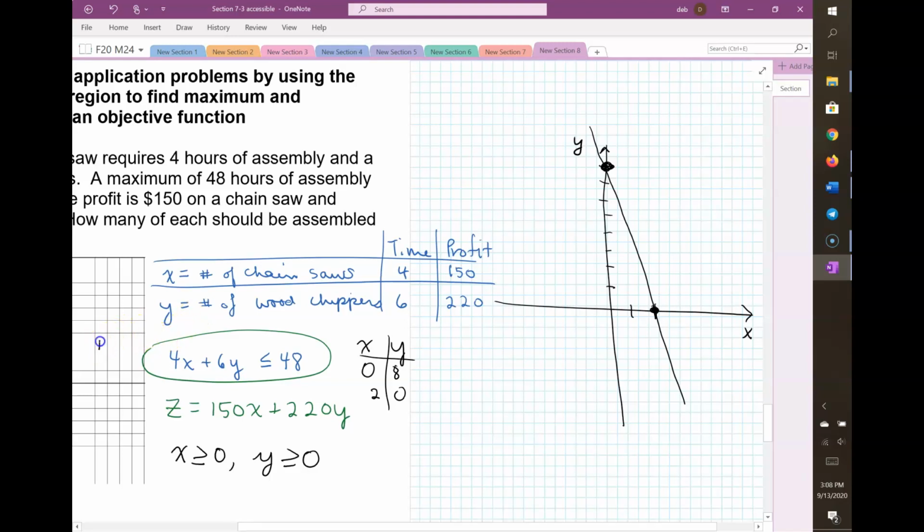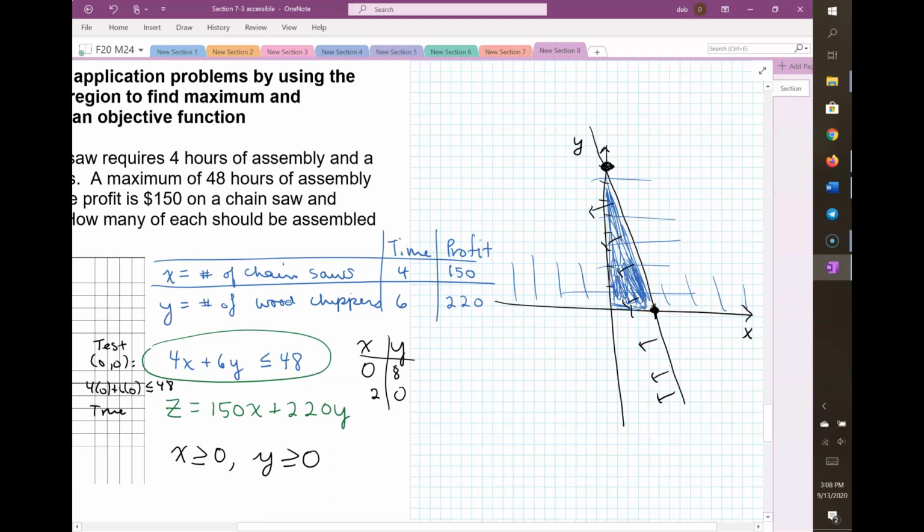So let's test 0, 0. 4 times 0 plus 6 times 0 is definitely less than or equal to 48. So we need to shade the side where 0, 0 is. And then we want only positive x values and only positive y values. So you can see that this triangle is our feasible region.